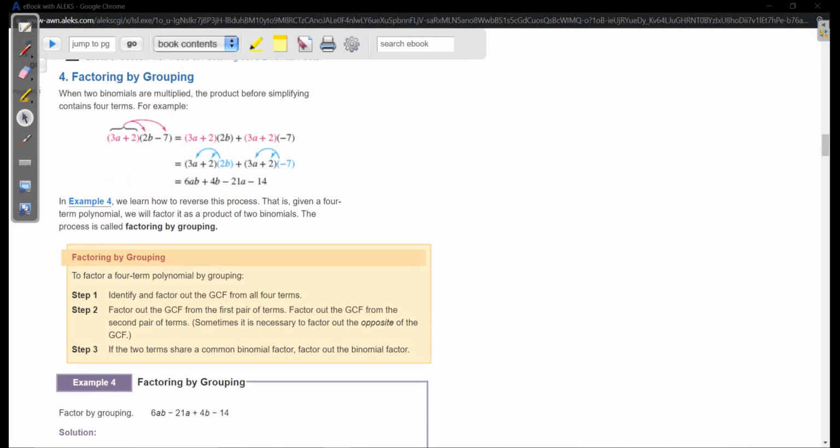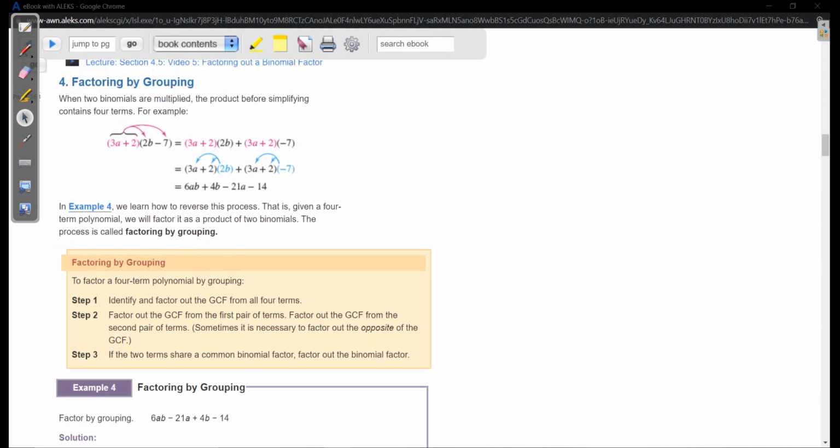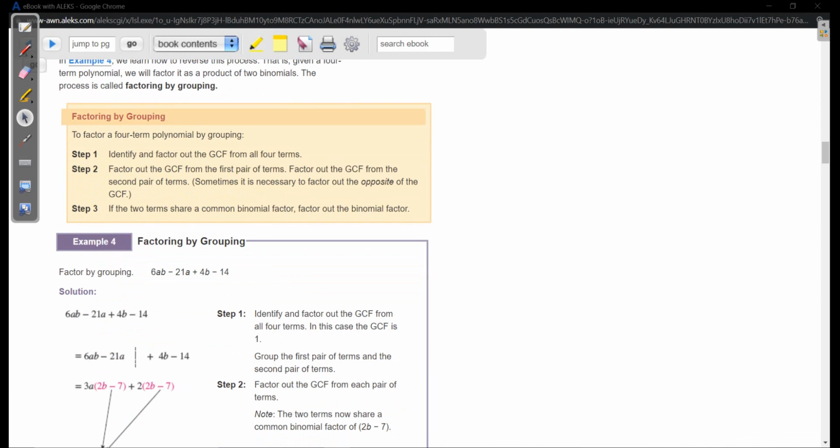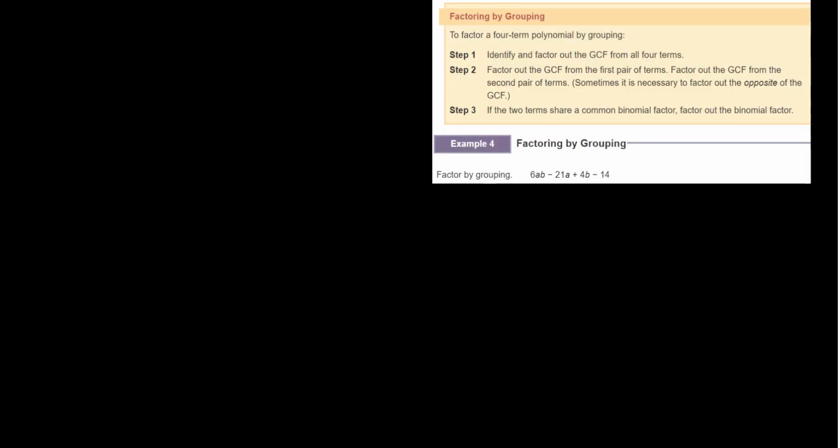Now, factor by grouping. Again, we have our steps, but I make my peanut butter and jelly sandwiches a little bit different. And here's how I will explain to you how I make my peanut butter and jelly sandwiches.